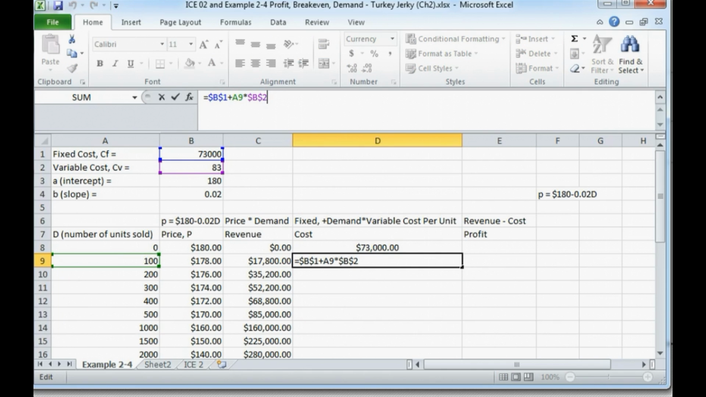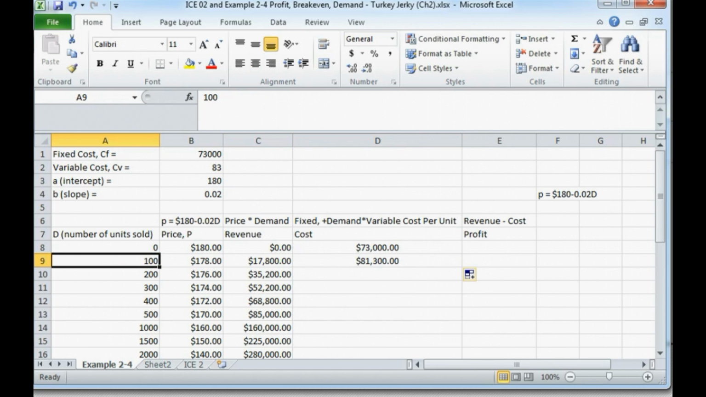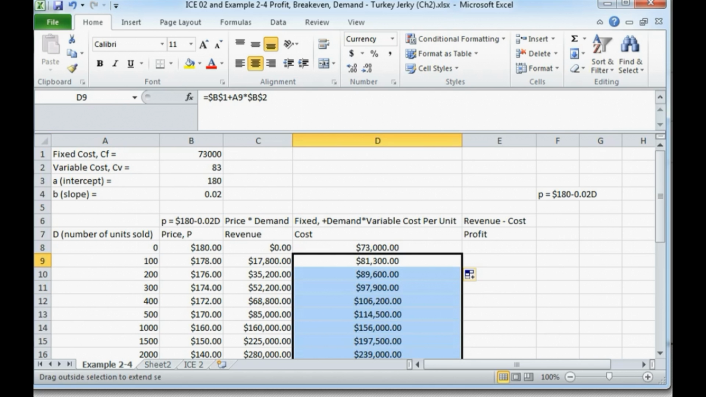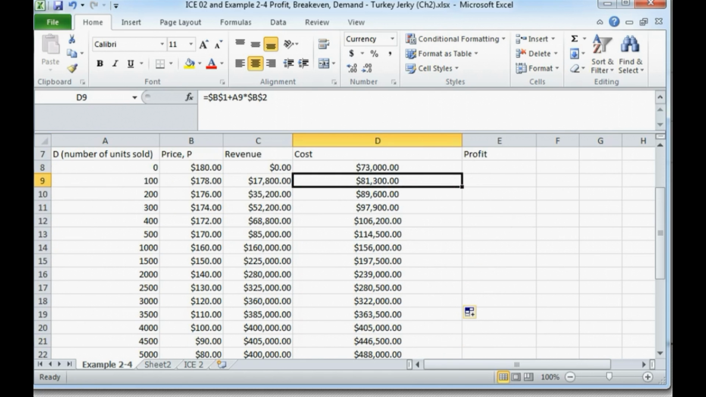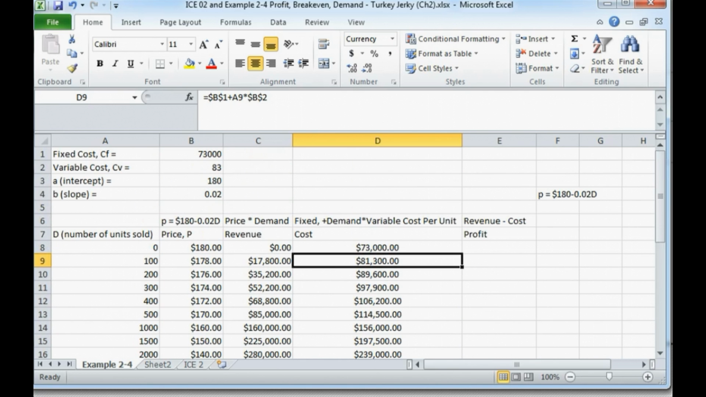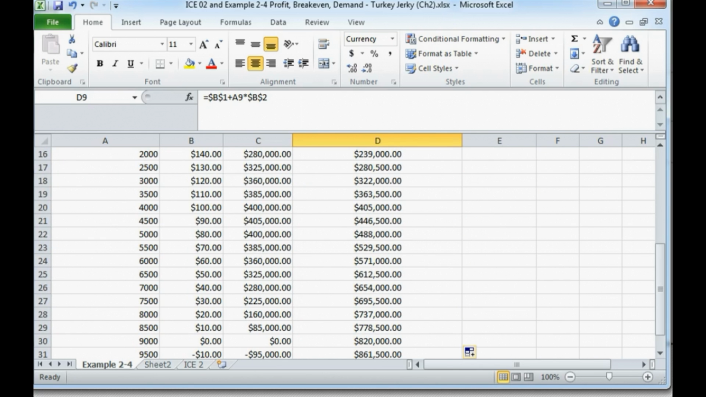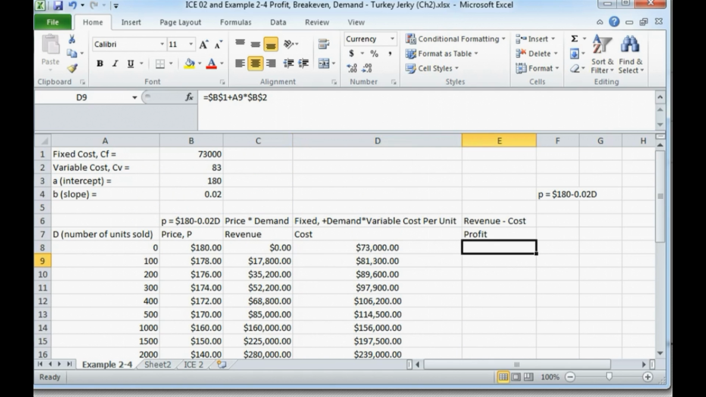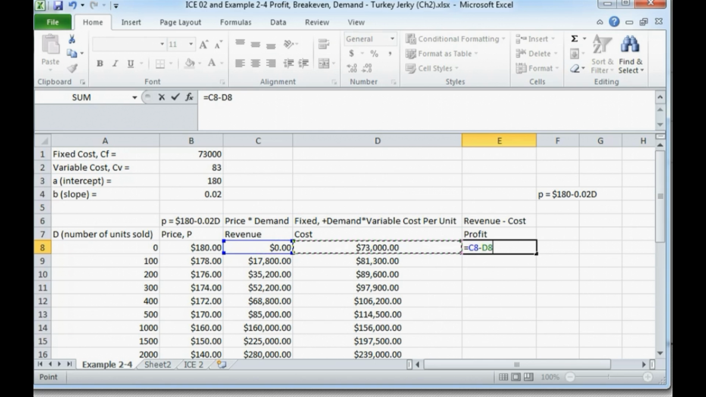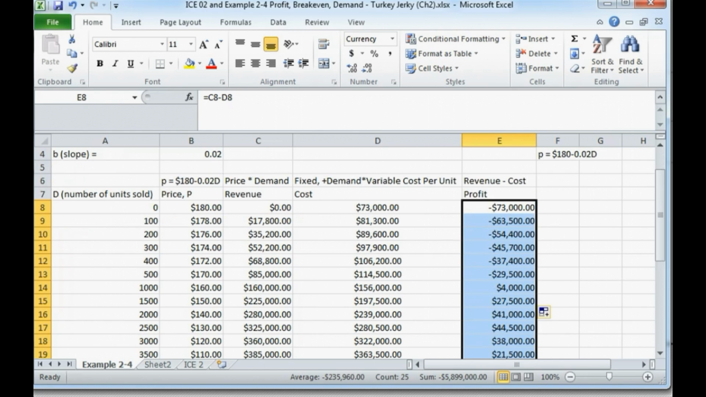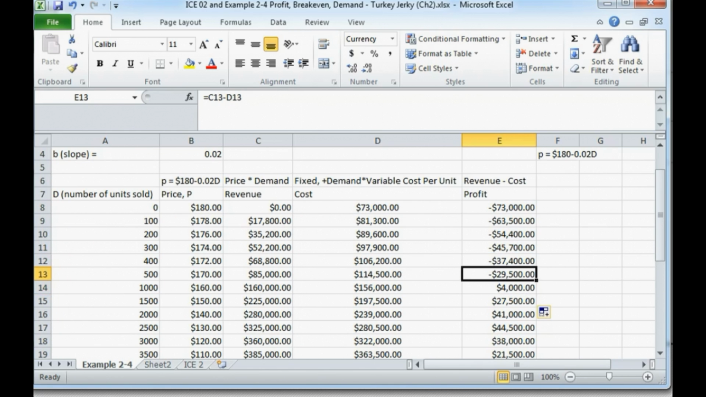The one that I didn't anchor is D, because I always want it to be looking at the D of whatever row it's on. So now I can double click there, and that's showing you all of the costs that are associated with increasing levels of production. And so now profit is equals revenue minus cost. You'll see that I haven't made any profit yet. If I double click that and have it fill down, I start to make profit, it looks like, between 500 and 1,000 units.